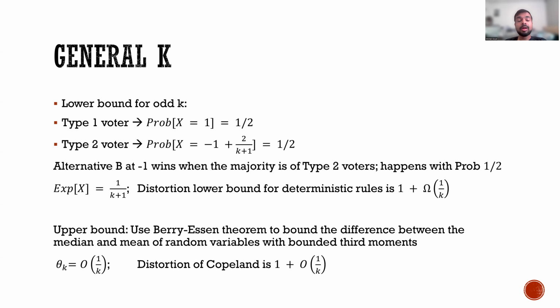We also are able to get a matching upper bound by using the variance inequality, and we show that we can bound the difference between the mean and median of these random variables with bounded third moment, and that gives us an upper bound on the distortion of Copeland, which is 1 plus order 1 over k.